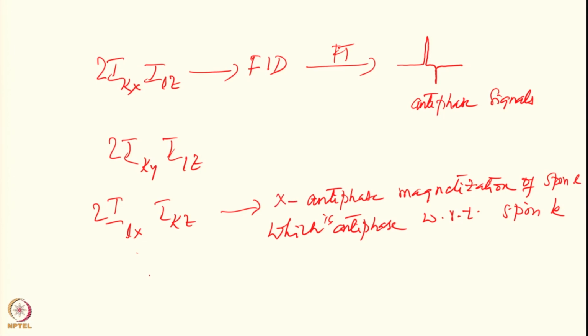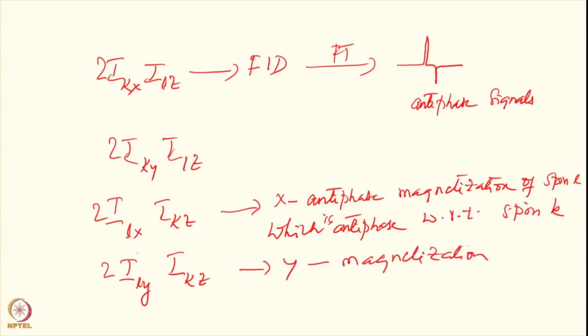Similarly, I can also have 2 ILY IKZ. This will be Y magnetization of spin L, antiphase with respect to spin K.